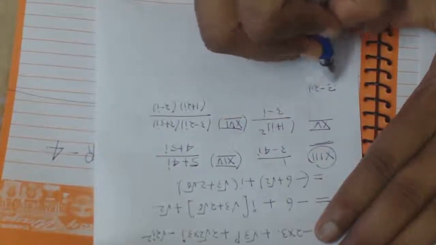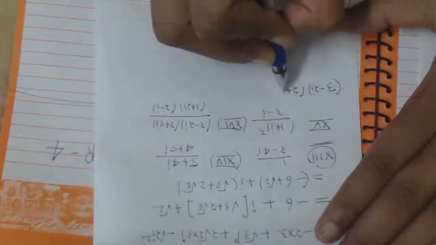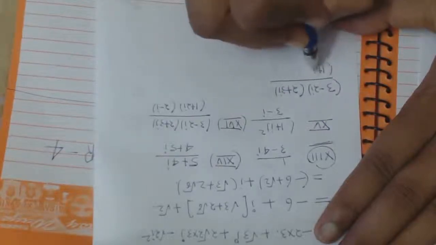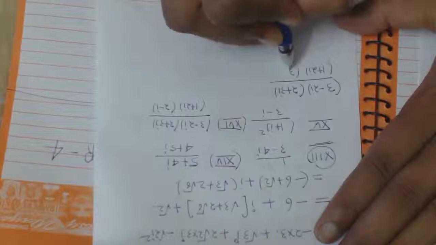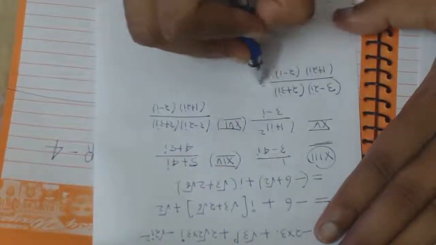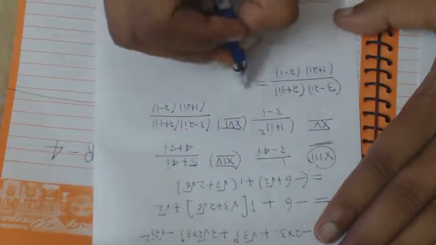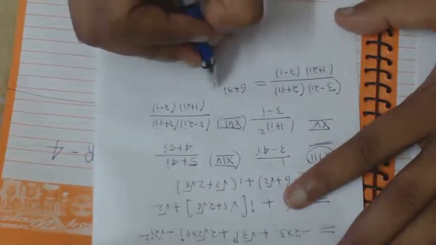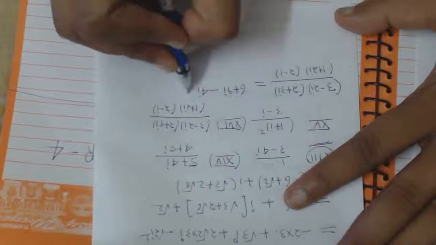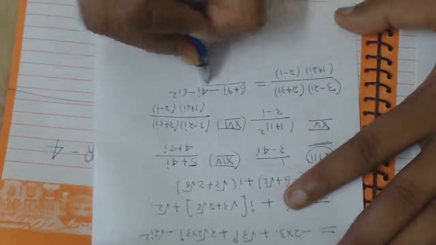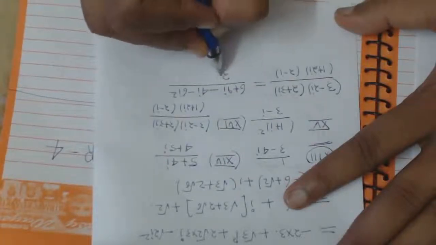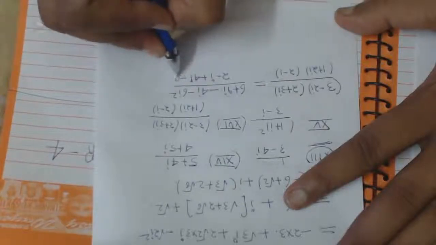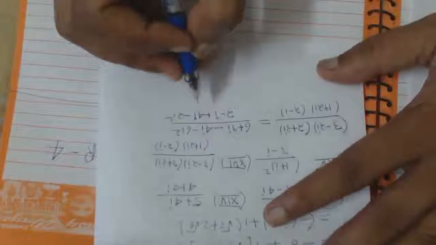3 minus 2i multiplied by 2 plus 3i over 1 plus 2i multiplied by 2 minus i. 3 multiplied by these two, 6 plus 9i. Minus 2i multiplied by these two, minus 4i minus 6i square, over 2 minus i plus 4i minus 2i square.